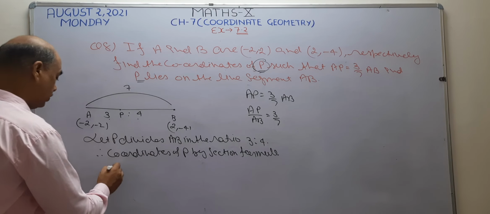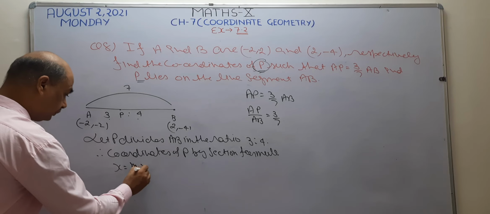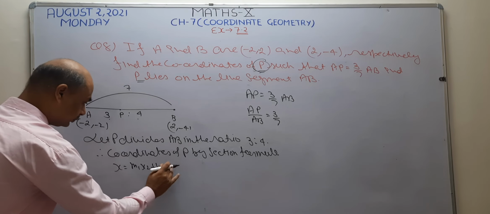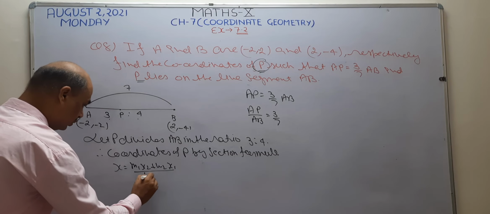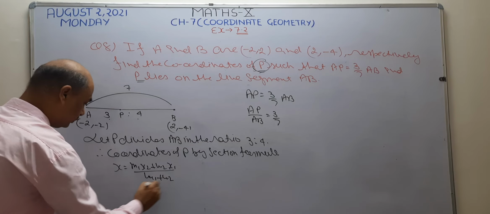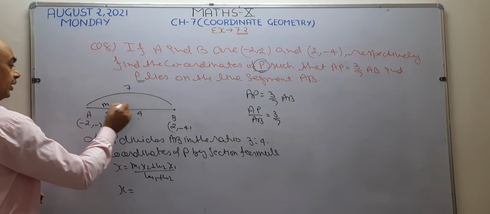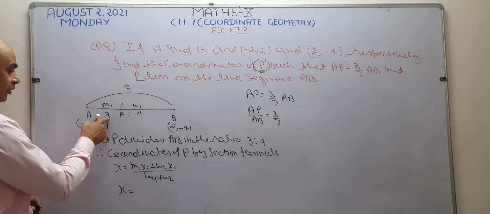Now, section formula, you know, is (M1 x2 + M2 x1) upon M1 plus M2. What is M1? This is your M1 and this is your M2. So M1 becomes 3. 3 into 2, 6. 4 into minus 2, minus 8, upon 3 plus 4. So this becomes minus 2 by 7. The coordinates of P become minus 2 by 7.